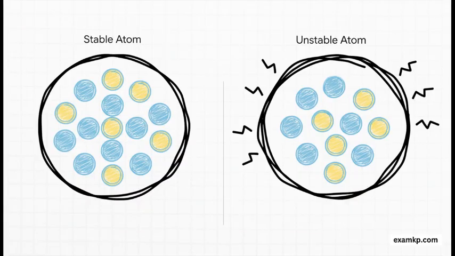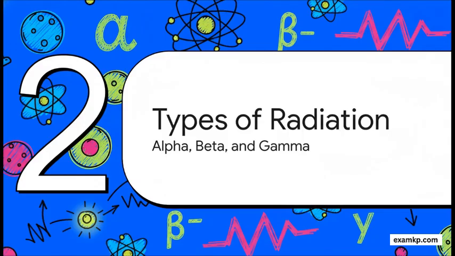So, why are some atoms unstable in the first place? Well, it all boils down to the delicate dance between protons and neutrons inside an atom's nucleus. If that ratio is off, if there's an imbalance, the nucleus gets shaky. It becomes radioactive. So, when that unstable atom lets off energy, that energy comes in the form of radiation. And for your exams, you absolutely, positively have to know the three main types.